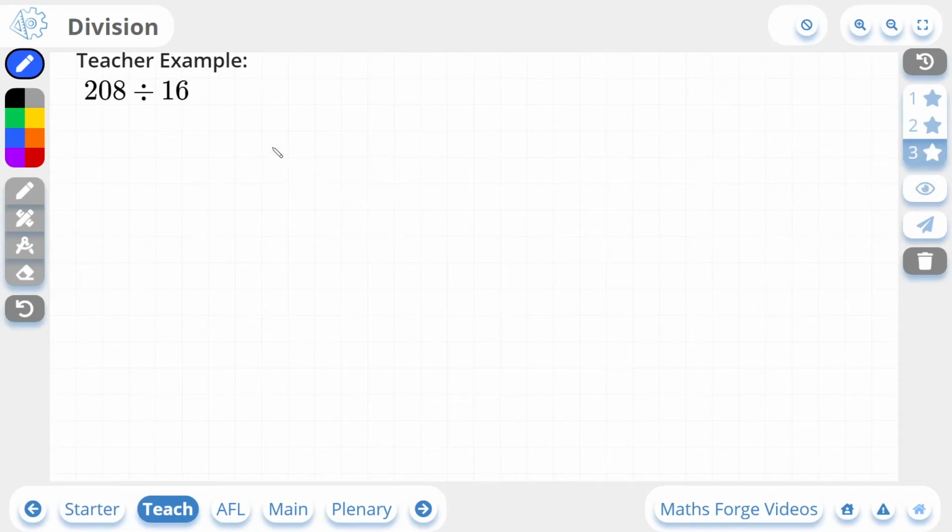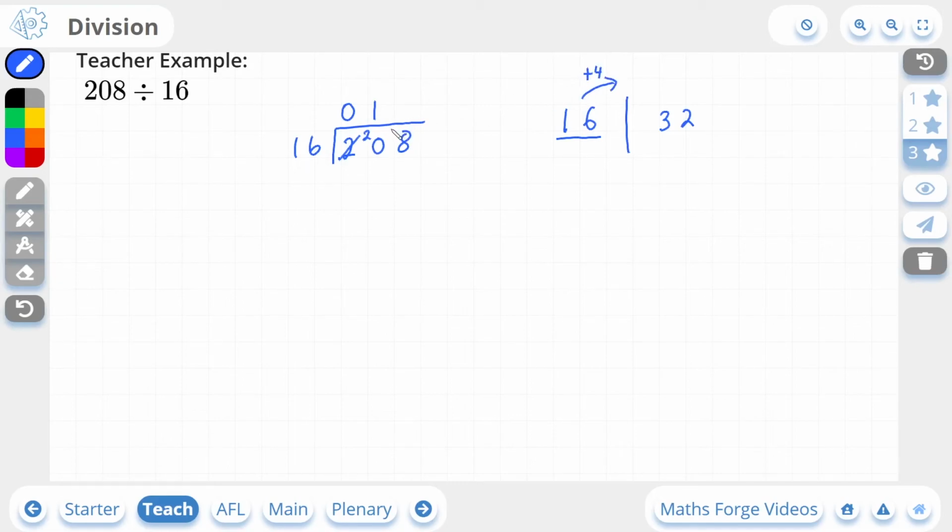Now let's do a 3-star example. We have 208 divided by 16. So now 16 goes into 2. It doesn't go into 2. So we're going to take this 2 here, and we're going to carry it on to this 0 to make it a 20. And now 16 goes into 20. Well, if you do your 16 times tables, so 16, 32, we've already passed 20 straight away. It actually only goes into it 1 whole time, and then with a remainder of 4.